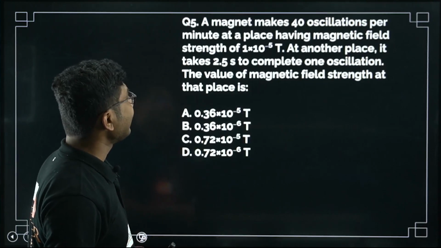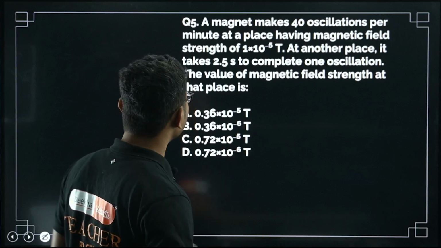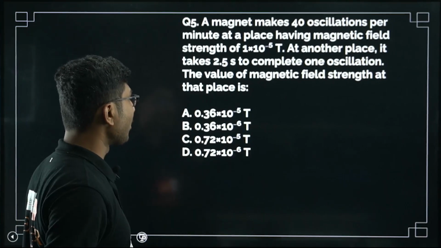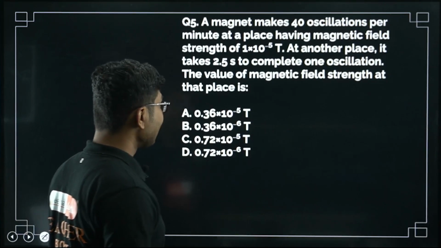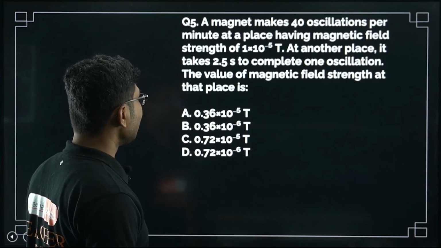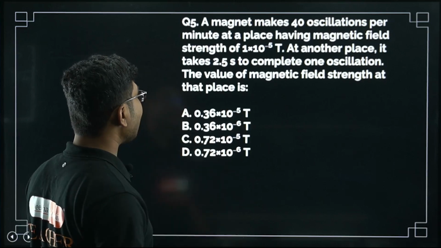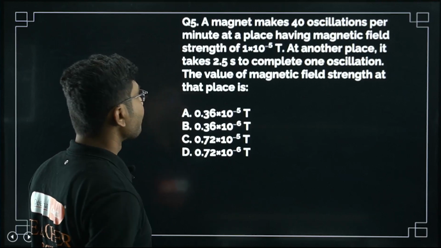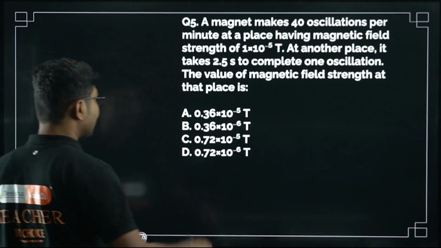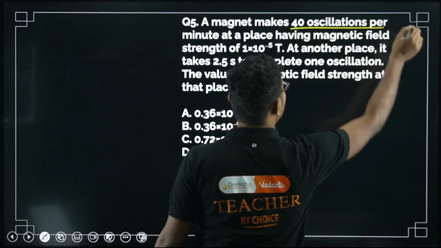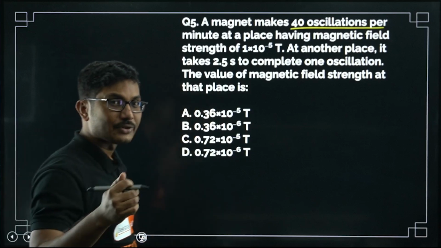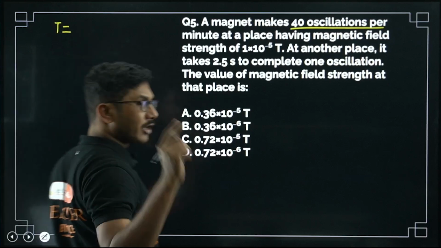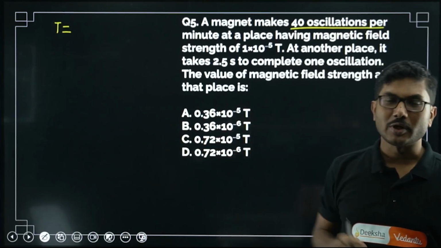Next, a magnet makes 40 oscillations per minute at a place having magnetic field strength of 1 times 10 to the power of minus 5 Tesla. At another place, it takes 2.5 seconds to complete one oscillation. The value of magnetic field strength at that place is? So what we have to do first of all: 40 oscillations in a minute means you have to first calculate the time period. Time period is the time taken to complete one oscillation.